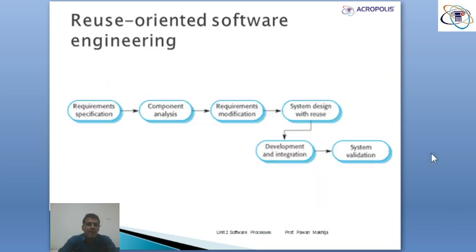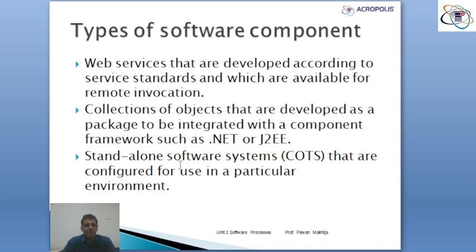So this is the typical process that we are going to use in order to develop any software with the help of reuse oriented software engineering. We start with the requirement specification. Once we are done with this, we analyze the components that are already available to us. We modify the requirements according to the components by looking into the libraries. We again go with the system design, which we have already explained with the help of the reuse principle. We develop the system, integrate, and finally validate the system from the user's perspective as well as the customer's and developer's perspective.